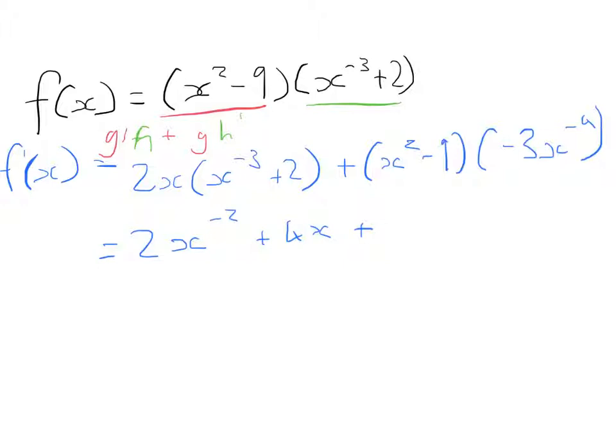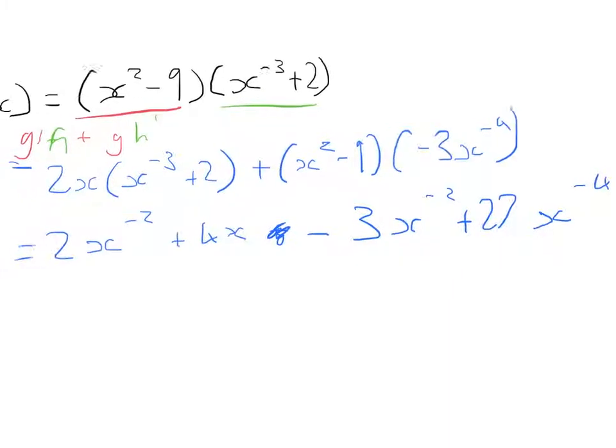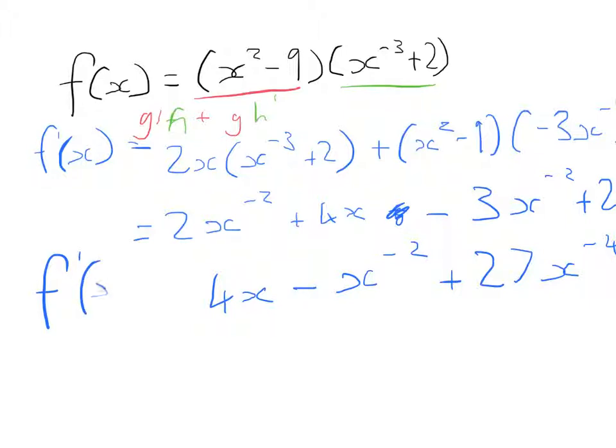So that's going to be minus 3x to the power of negative 2. Minus times a minus is a plus. Plus 27x to the power of negative 4. Right, our 2 and our 3 are going to be simplified, so we end up with 4x minus x to the negative 2 plus 27x to the power of negative 4. And that's really all there is to the product rule.